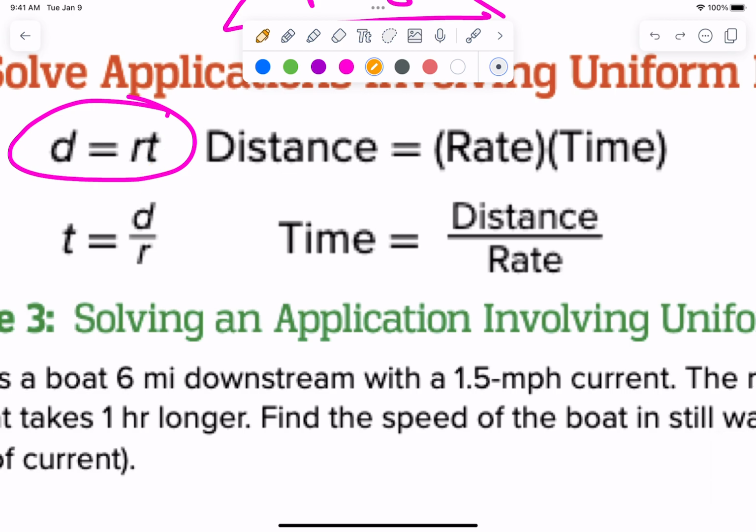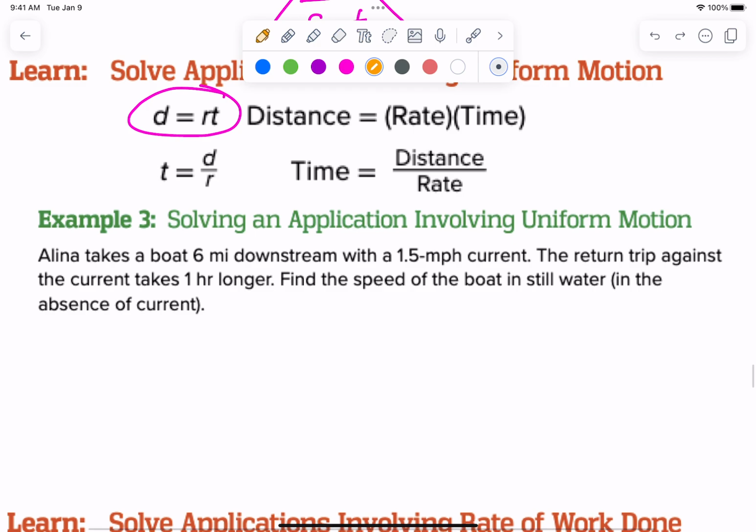Okay, so let's go to this first one. All right, I'm gonna read the whole thing and then we're gonna find out what's going on.